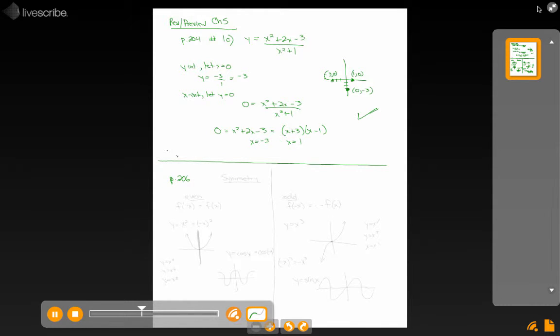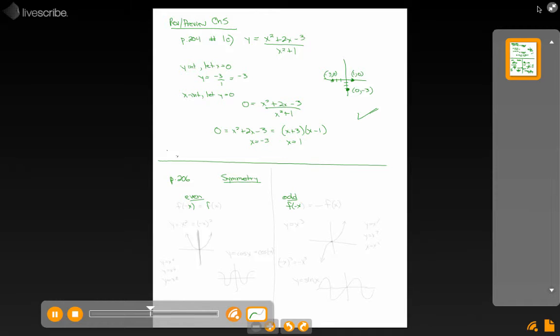The other review preview exercises come out of page 206. The little lead into that starts on page 204, 205. They talk about the symmetry of functions. Now, not all functions have any kind of symmetry, but we have in this section some functions that are even and some functions that are defined as odd.